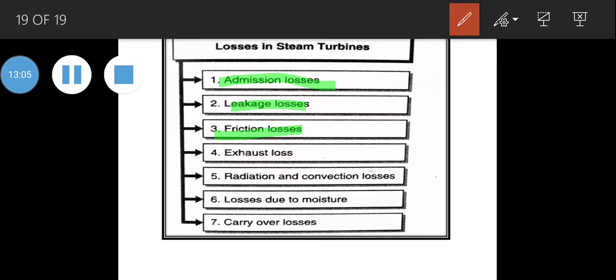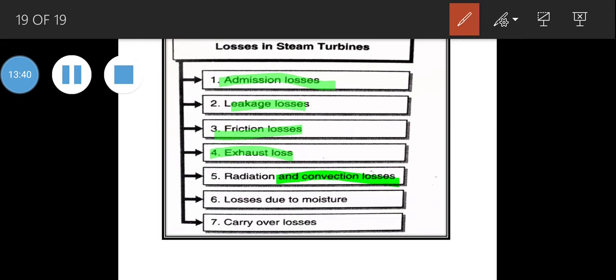Let's discuss the fourth loss, exhaust losses. In the exhaust loss, we consider the exit where the steam is leaving. Over here, the energy content of the steam is not fully utilized in the turbine. Despite being at very low pressure, the exhaust coming out of the turbine and entering the condenser carries some of the kinetic energy and useful enthalpy, which is a direct energy loss, which we consider in the exhaust losses.